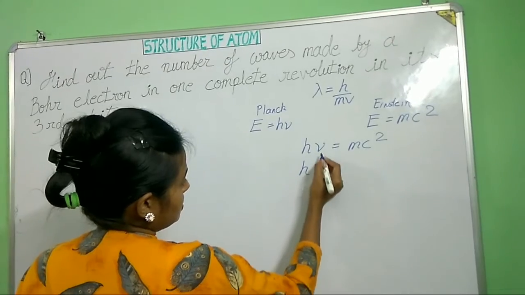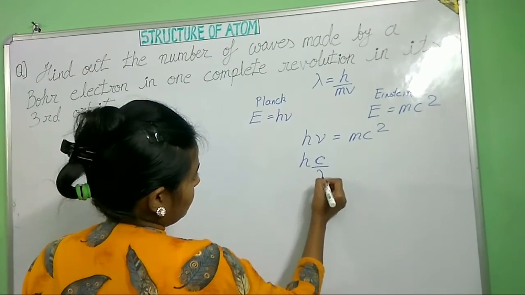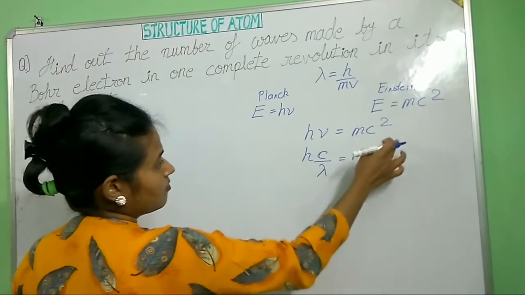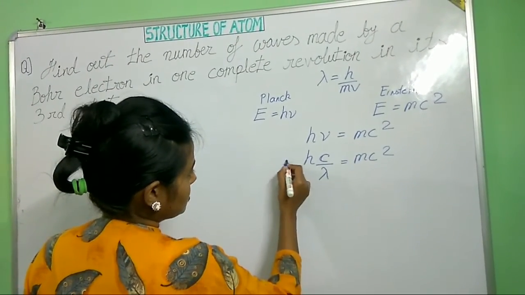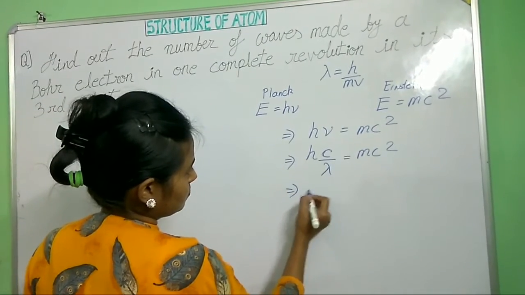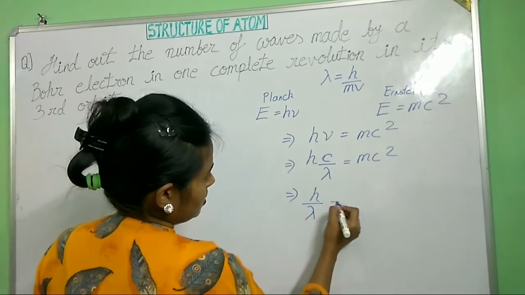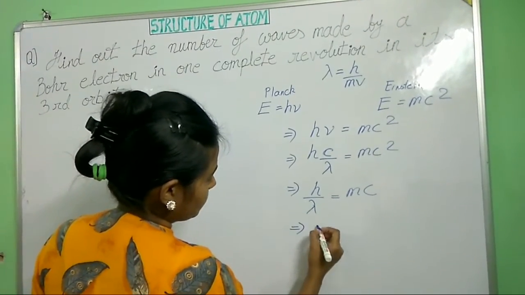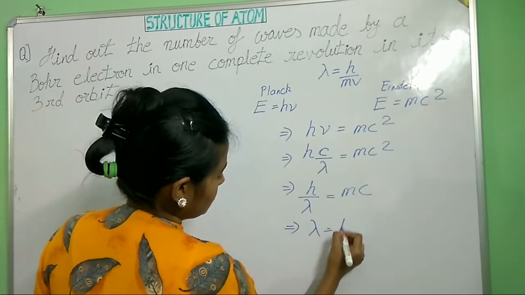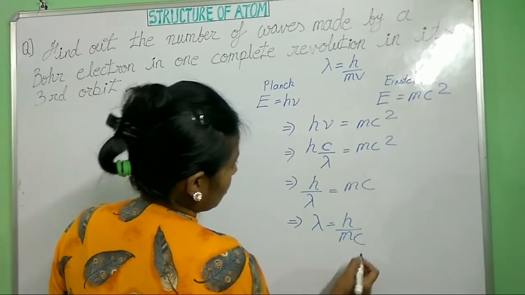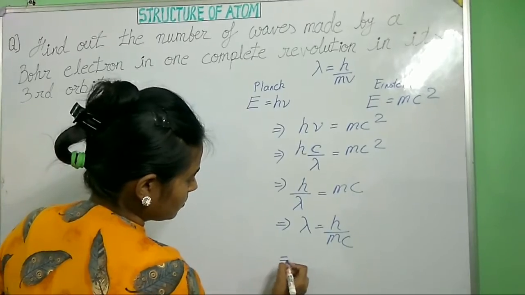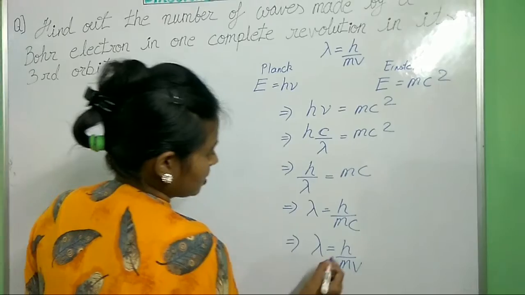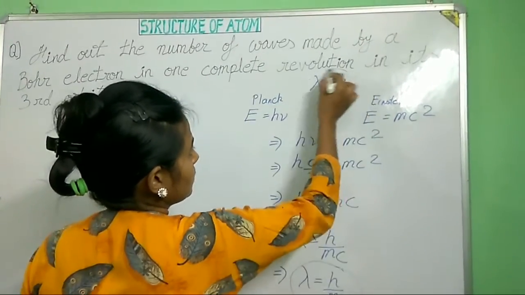Now frequency is also equal to c by lambda, right? And mc square. Cancelling c from both the sides, what will we get next? H by lambda equal to mc, or we can also write it as lambda equal to h by mc. And for material particles, how can we write? Lambda equal to h by mv, right? So this is the equation we have got here, right?